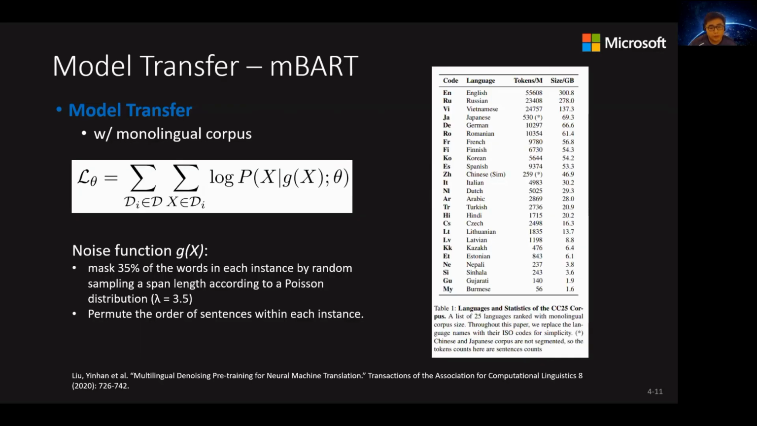Specifically, it also injects noise into the input instances, and the model is encouraged to recover the original text. In terms of noise function, mBART contains two operations. First, mask 35% of the words in the input sentences by randomly sampling span lengths according to a Poisson distribution. And the second is sentence-level permutation, by permuting the ordered sentences within each instance. And a new training corpus called CC25 is used for pre-training, which contains the monolingual data of 25 languages.